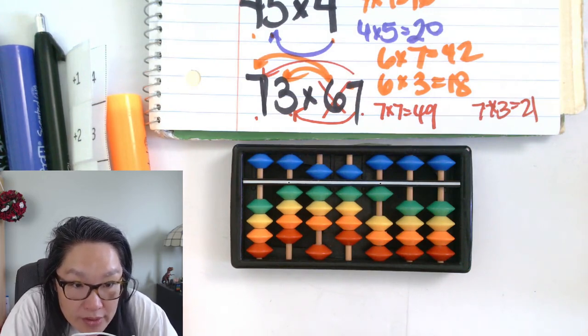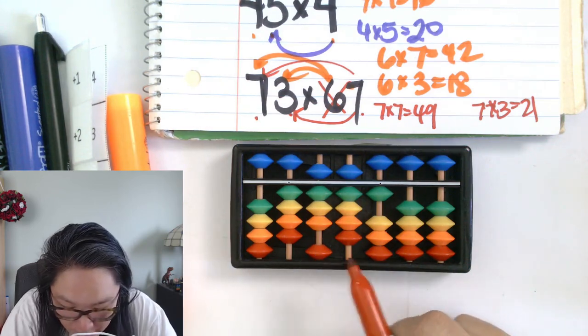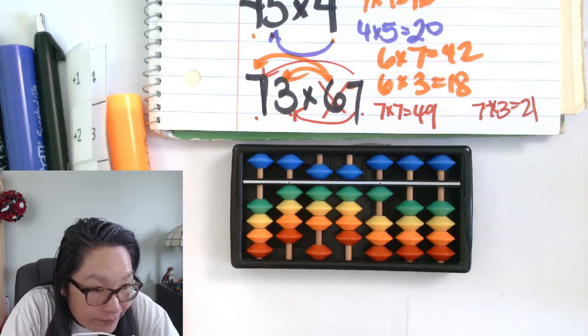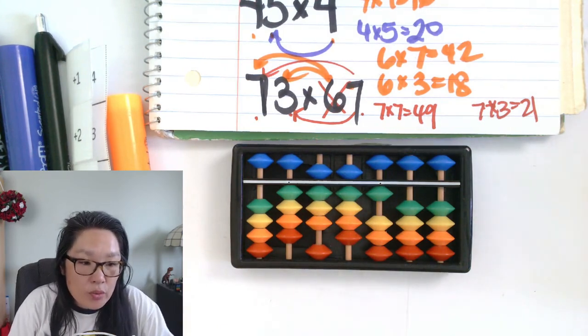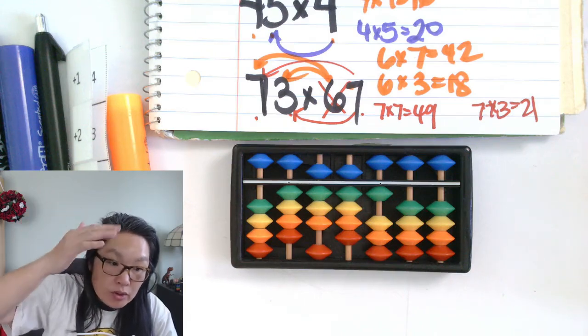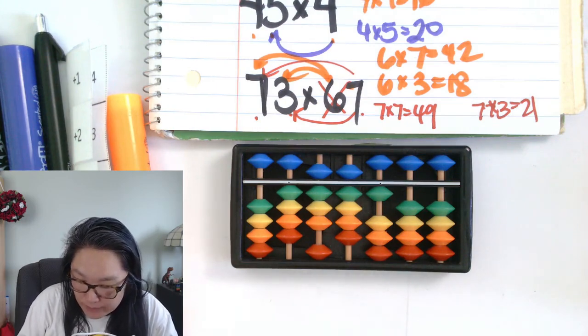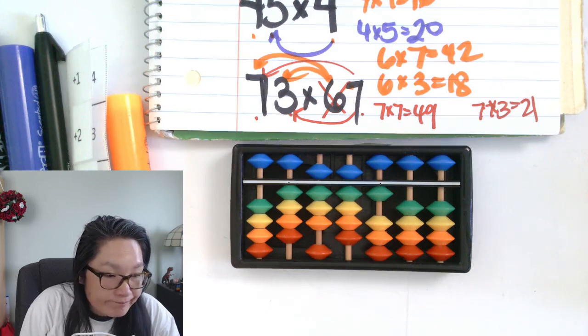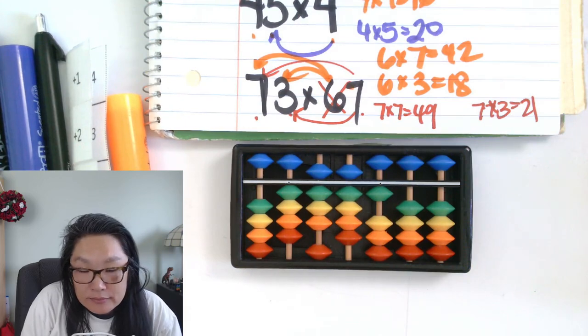So what is our answer? What is our final answer? 4,891. Yeah. Easy. See, but that's the thing, right? The biggest thing is to make sure that we know how to add and subtract. When we know how to add and subtract, then we can do multiplication. 4,891. And that's it. That is it.